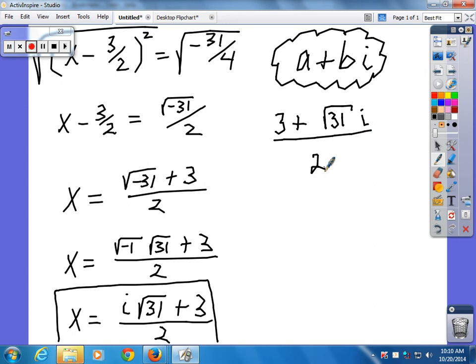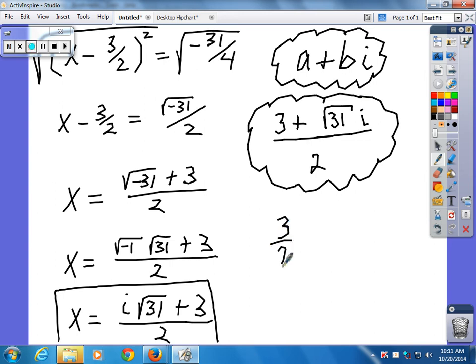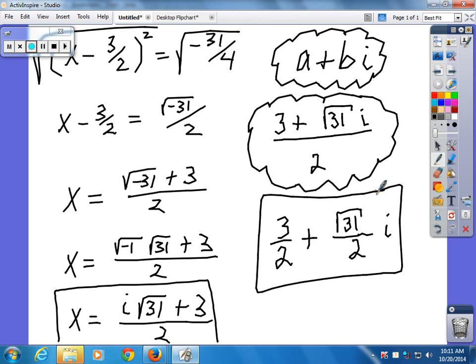Now, that's still not perfect for some teachers, because it's not in that form. They say it's not in that form because it's over a common denominator. So what you do is you do 3 over 2 plus the square root of 31i over 2. Now this is the proper way of writing it for someone who cares about this. That's the proper way. Now, could you also change this into decimals?